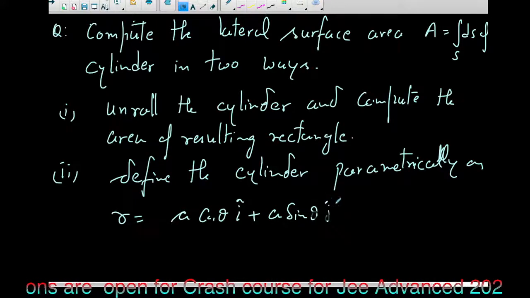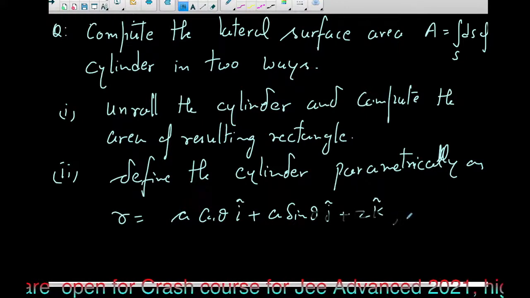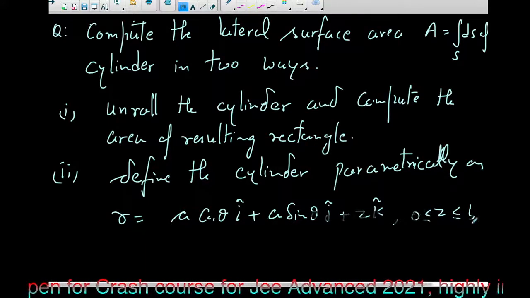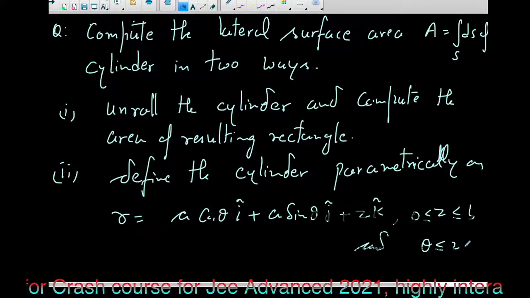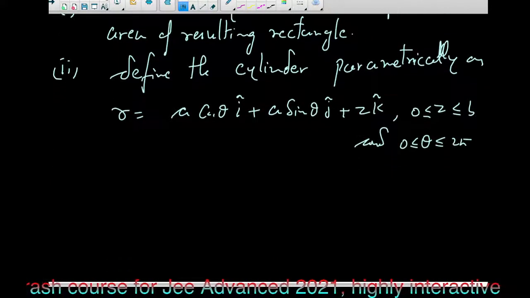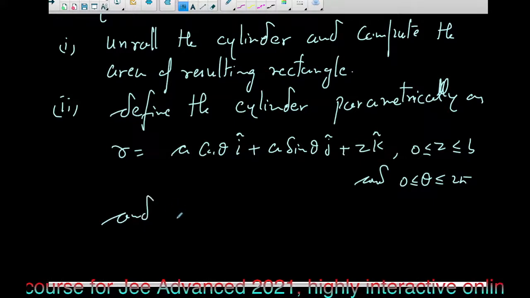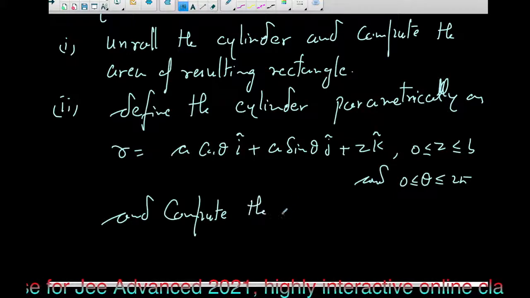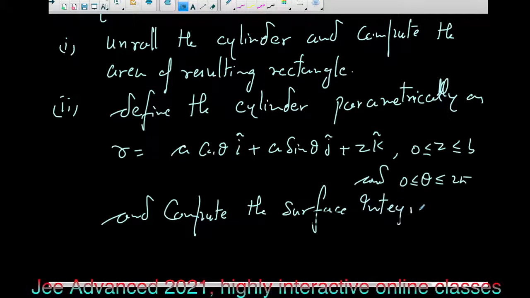That is the circle of the cylinder, and when we add z it will become a cylinder, right, for z lying between 0 and b, and theta less than or equal to 2 pi and greater than or equal to 0. Okay, so compute the surface integral.